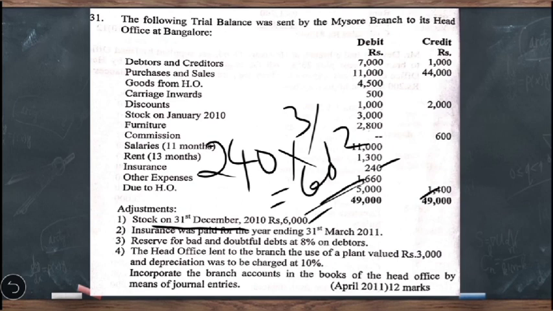Then the fourth adjustment given here is the head office lent to the branch the use of a plant valued at rupees 3,000 and the depreciation was to be charged at 10%. Here this is a special transaction taking place between the head office and independent branch. The plant valuing rupees 3,000 belonging to the head office has been given to the branch for usage purpose. That is why they have to charge depreciation at 10% on 3,000. So 10% on 3,000 comes to 300. So this is the depreciation that has to be charged on the plant value of rupees 3,000.